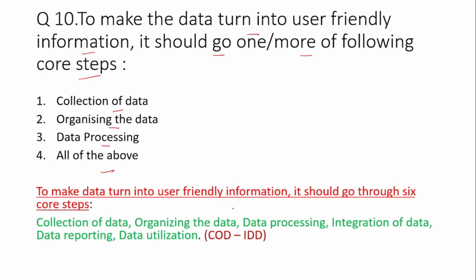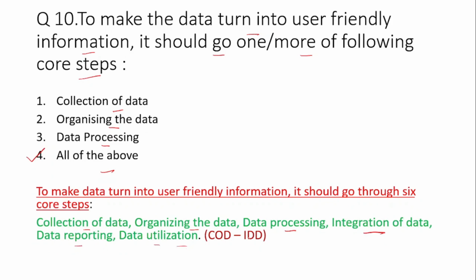To make data turn into user-friendly information, it should go through 6 core steps. Sorry, the 6 core steps are what? One is collection of data, then organizing the data, then data processing. These 3 are already mentioned in the question, so my correct option should be option number 4. Other than that, we also have integration of data, data reporting, and data utilization.